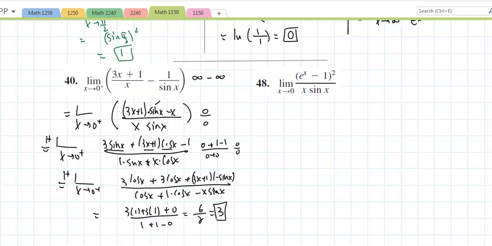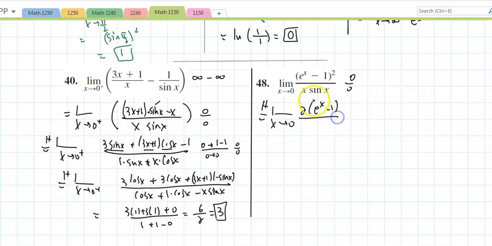So here, also I'm getting e to the 0 is 1 minus 1, that's 0 over 0. I could apply L'Hopital directly. Limit as x approaches 0. 2 into e to the x minus 1 over 1 times sine of x plus x times cosine of x. If I put 0, I'll get 0 over 0 plus 0 is also 0.